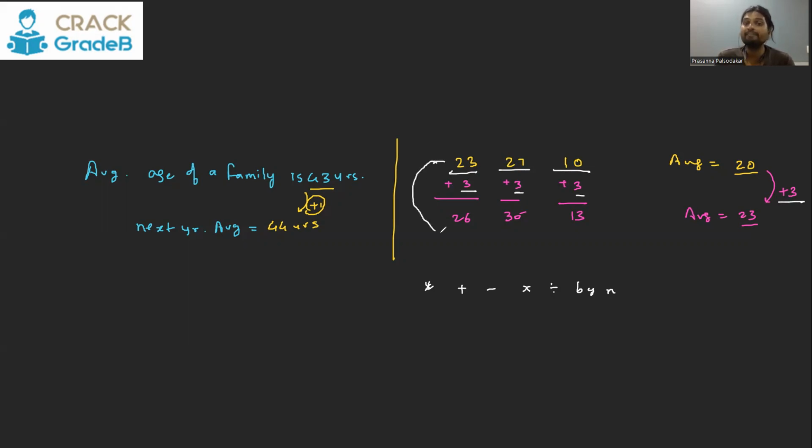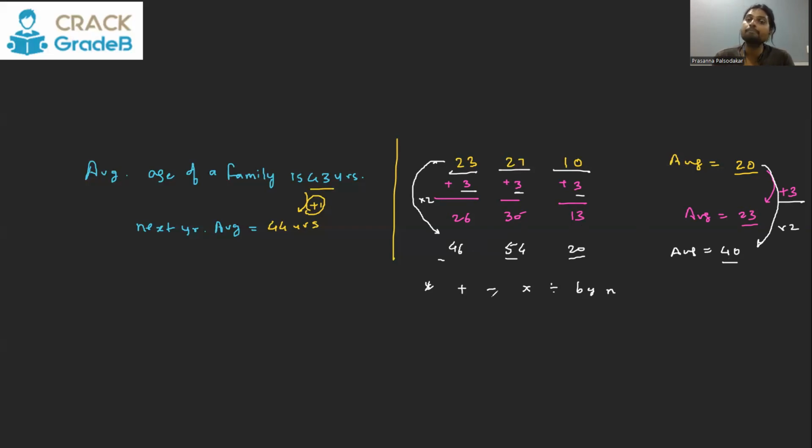If I say multiply everybody by 2, 23 into 2 is 46, 27 into 2 is 54, and 10 into 2 is 20. In that case, the average is going to be 40. The average will also get multiplied by 2. You can just check. The sum here is going to be 120. 120 by 3 is 40.